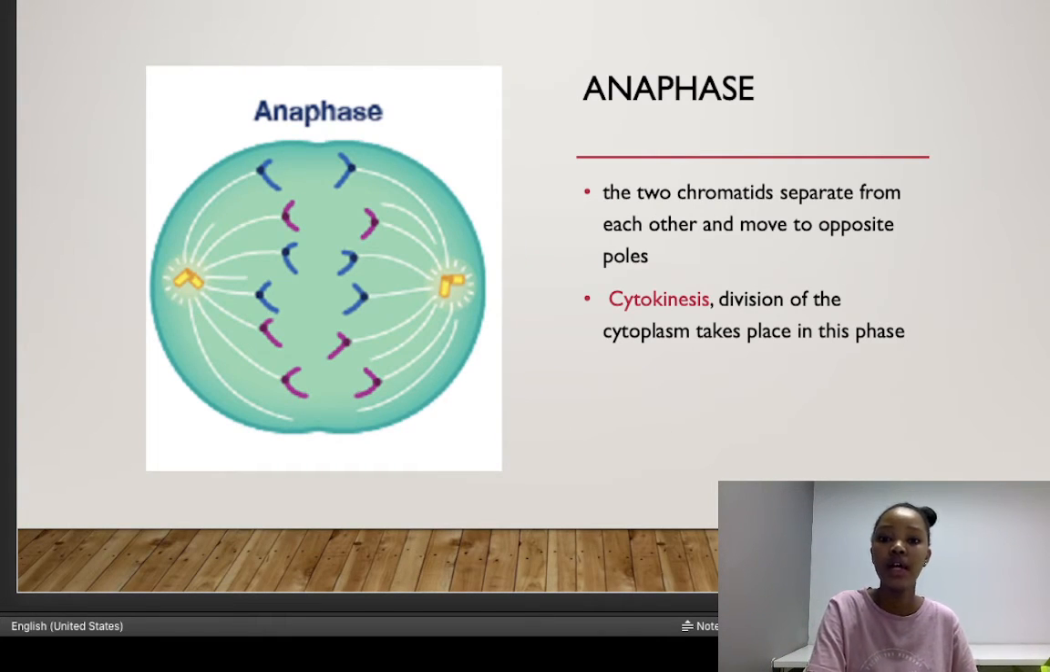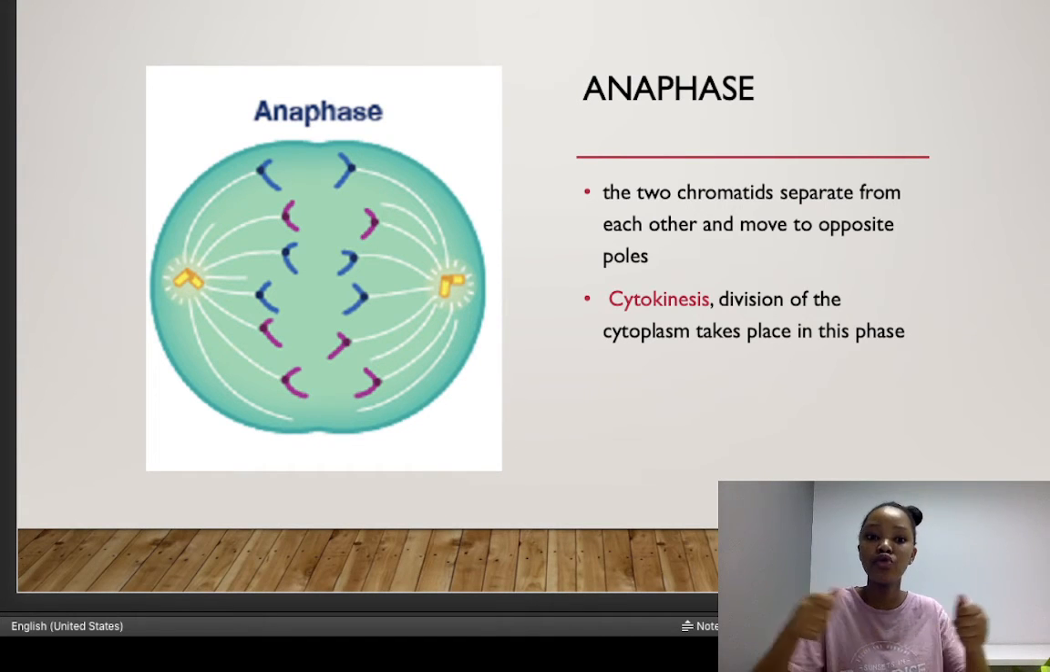Moving on to the next phase, which is the anaphase. In the anaphase, the two chromatids separate from each other and move to the opposite poles. As you can see here, this was the chromosome, but now the chromatids have separated and moved to opposite poles. This chromosome has separated.